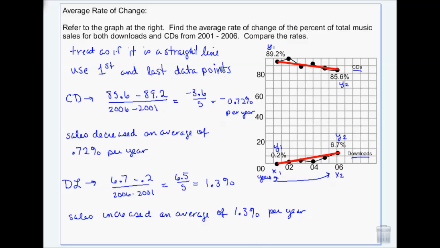Now, if you're in marketing or music production, this would be important to you. Are you going to put all your money into producing CDs, or are you going to put your money into producing downloadable content? I'd say you'd want to invest more in downloadable content, because the purchases of downloads are increasing. Now, there's still a decent amount of people buying CDs, but it's going down, so over time it's going to get less. What is that last sentence? Sales increased an average of 1.3% per year.